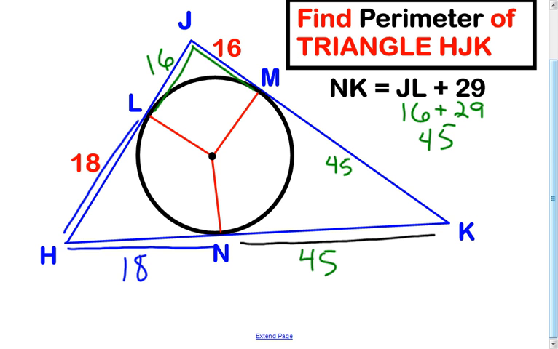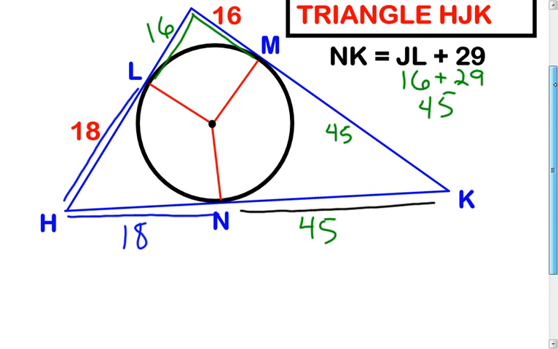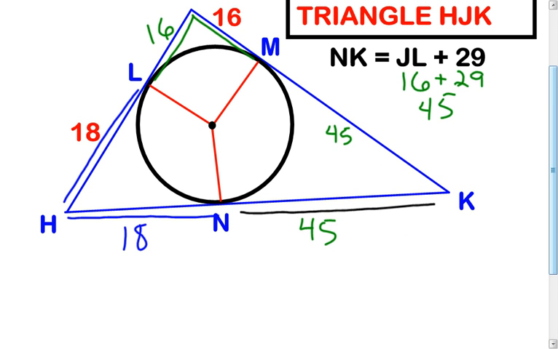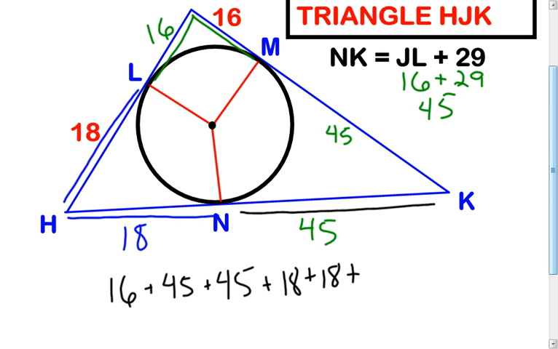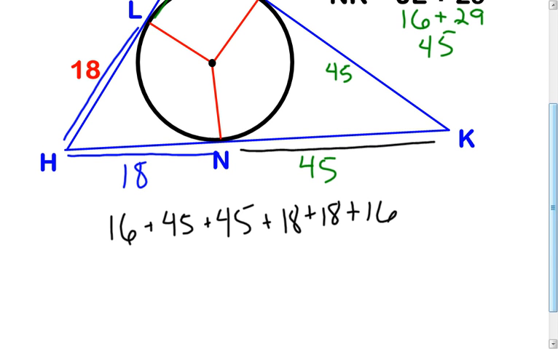Now I look at my triangle and I know the length of all the sides. All I need to do is add them together. I'm going to start at the top of my triangle and work myself way around. I have the 16, I have the 45, 45, 18, another 18, and finally back to the top with the last 16. After I add all those together, I end up with a total of 158. I'm going to put units on there for the perimeter of my triangle. And that's going to conclude my examples dealing with tangents of circles.